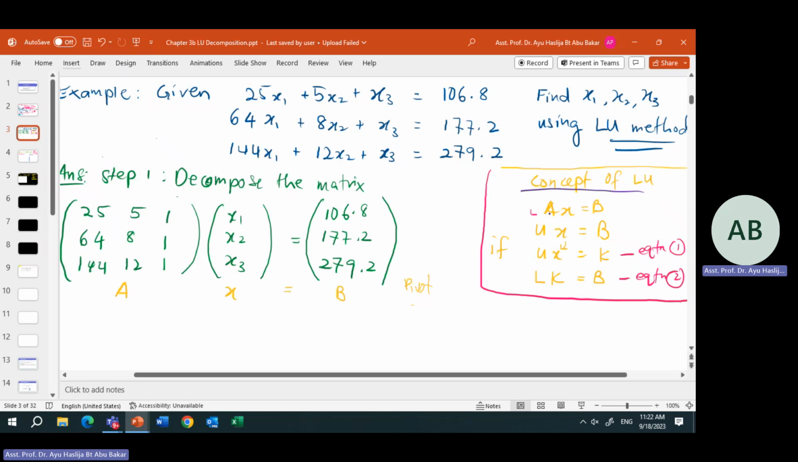Now the concept of LU: AX equals B. This is the original version of the matrix. Then UX equals B. U here is the upper bound matrix, the one that you will find out later. Upper bound matrix multiplied by X equals B. Then if UX equals K, LK equals B. Now, L here is the lower bound.